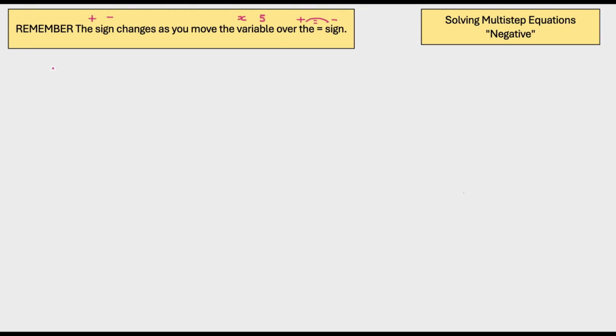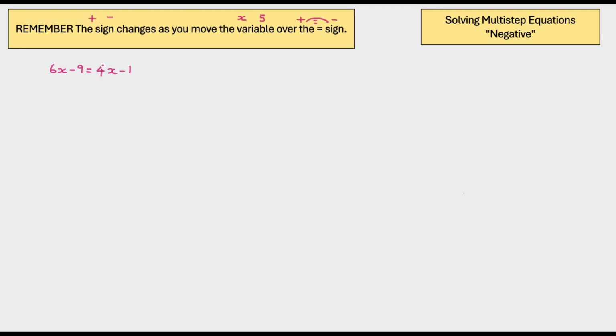So by doing this one first, as an example, we have 2x minus 9 equals 4x minus 1. Okay, so we're going to use these rules I've just said to you. The sign changes as you move the variable over the equal sign. So in this case, our variable, our letter, is x. Like I've said previously, I tend to take the smaller number over to the biggest number. It just makes life easier, simpler.